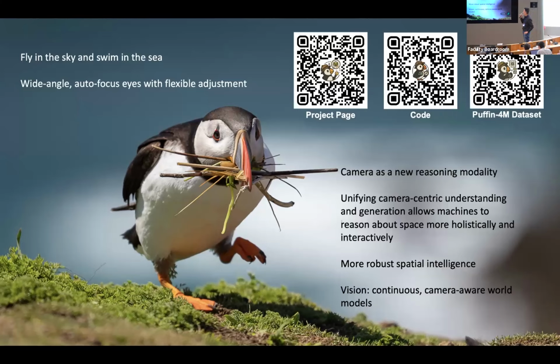And we can unify camera-centered understanding and generation, and that allows our model to reason about space in a better way and more interactively. We hope that we can achieve more robust spatial intelligence this way. Future work includes that currently we have the model standing at a static position, moving around. We really want to make this continuous and have other dimensions, like going deep into the scenes, to enable camera-aware world models.